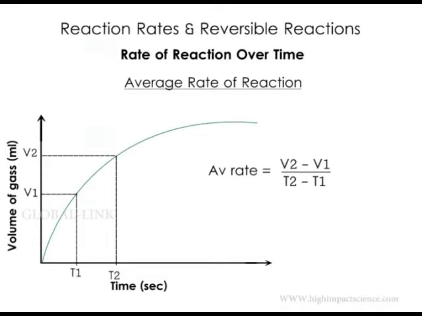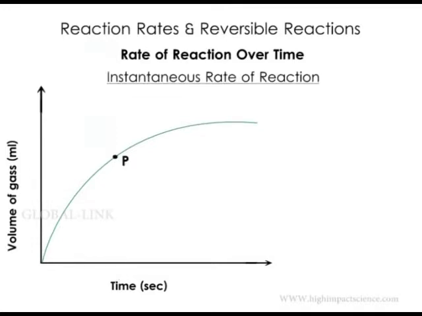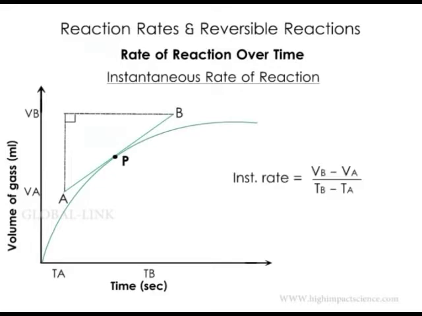And secondly, the instantaneous rate of reaction. This is the rate of reaction at a given point, that is at an instant. For example, we would want to know the rate of reaction at point P. To do this, we find the gradient of the tangent to the curve at point P. So the instantaneous rate at P is equal to the gradient of line AB, which is equal to the change in volume over change in time. That is VB minus VA over TB minus TA.